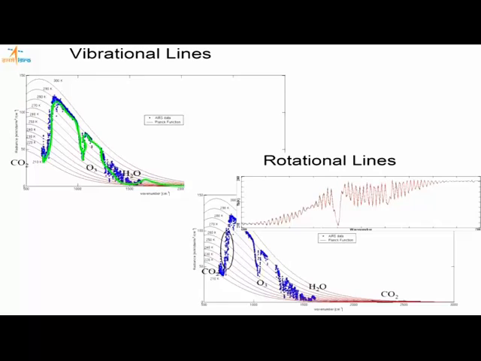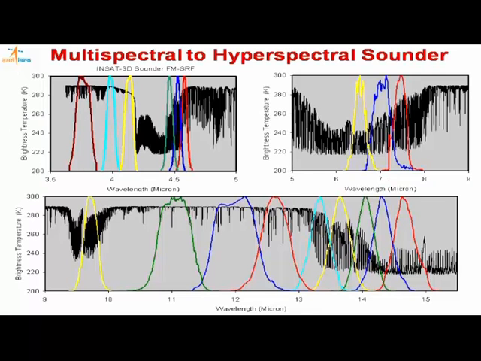But in a hyperspectral sounder, what we are trying to do is make the observation spectrally so narrow that we are able to sample individual rotational lines in this spectrum. That is hyperspectral sounding, where we have very high spectral resolution of the radiometer.